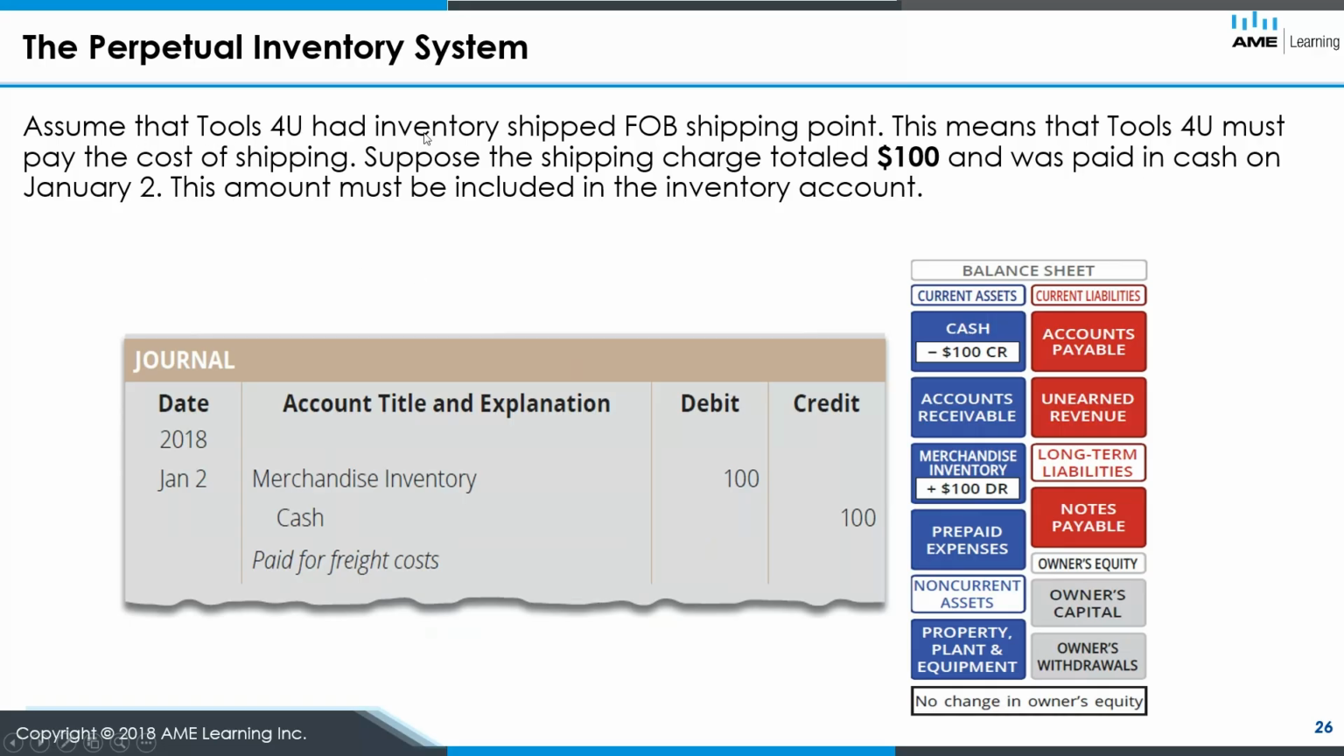And we've got a little example here. So if we have the FOB shipping point, and again, this is just a contractual agreement. It depends on the circumstances of the individual business relationship, basically. But here it'll always tell you in the instructions of a problem. So we bought some inventory from a manufacturer, for example. It's FOB shipping point, and that means that we have to pay the cost of the shipping. Let's suppose the shipping charges were $100 and it was paid in cash. So that's the totality of the whole thing.